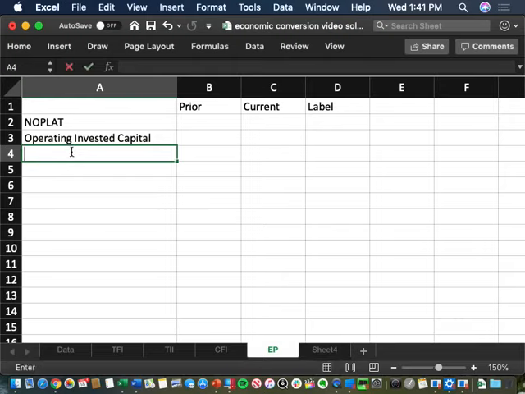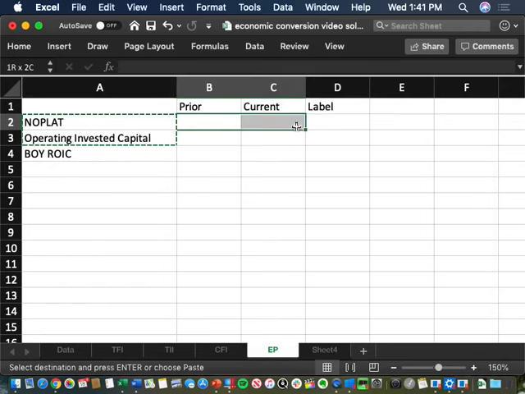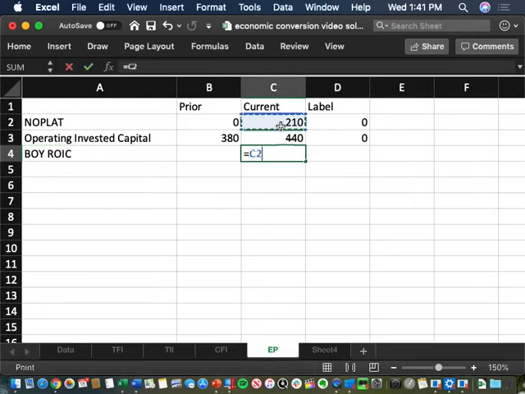But we're going to use something called BOY ROIC. And BOY for this assignment means beginning of year, as opposed to EOY, which is end of year, versus average, which is beginning plus end divided by 2. Right? So for this assignment, you're going to do BOY ROIC. What does that mean? You take the current NOPLAT and you divide by last year's or the beginning of the year's invested capital, 55%.